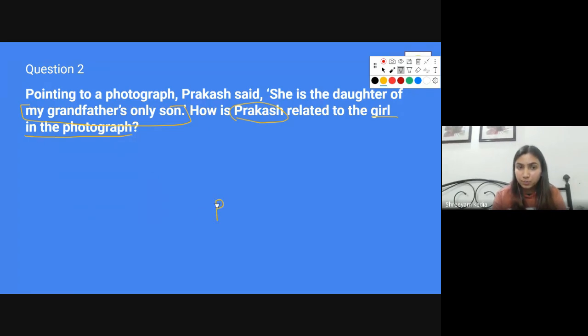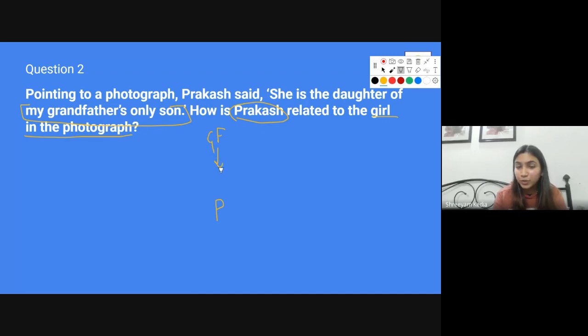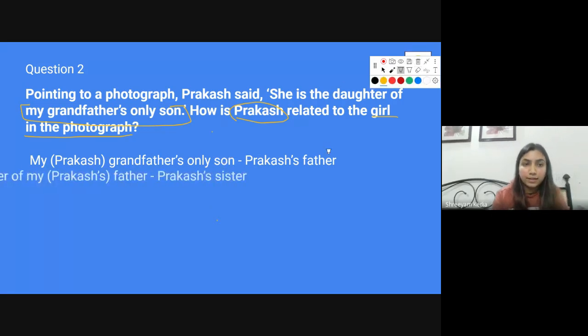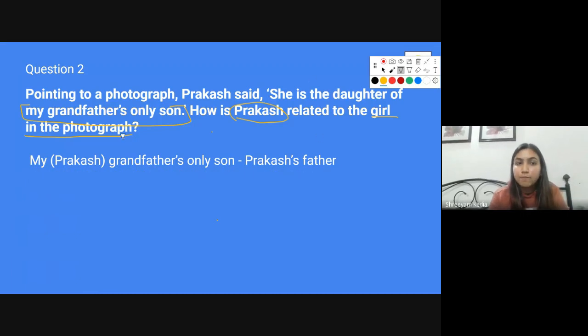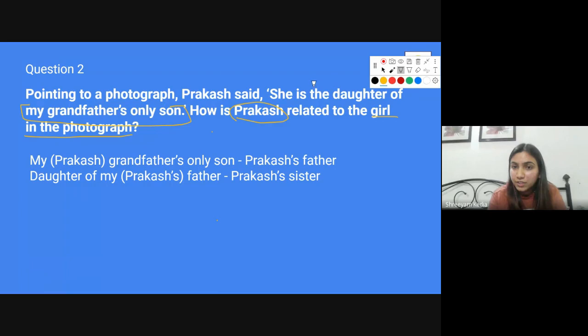So if we have Prakash here, suppose, right? And this is his grandfather. His father would be the son, only son, right? It also says only son, so there's no brother involved here of the father. We have the father of Prakash, right? So Prakash's grandfather's only son is Prakash's father. Okay. Next is daughter of my grandfather's only son. So now we saw that we have the grandfather's son who is Prakash's father. So daughter of Prakash's father. The sister. Yes, Prakash's sister.